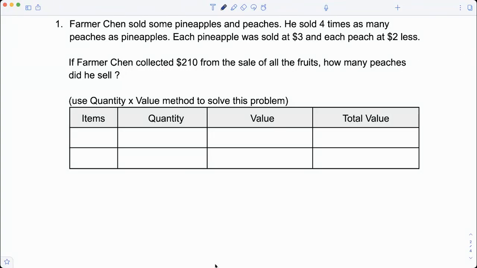Hello everyone. In this video, we are going to learn about the concept quantity times value.